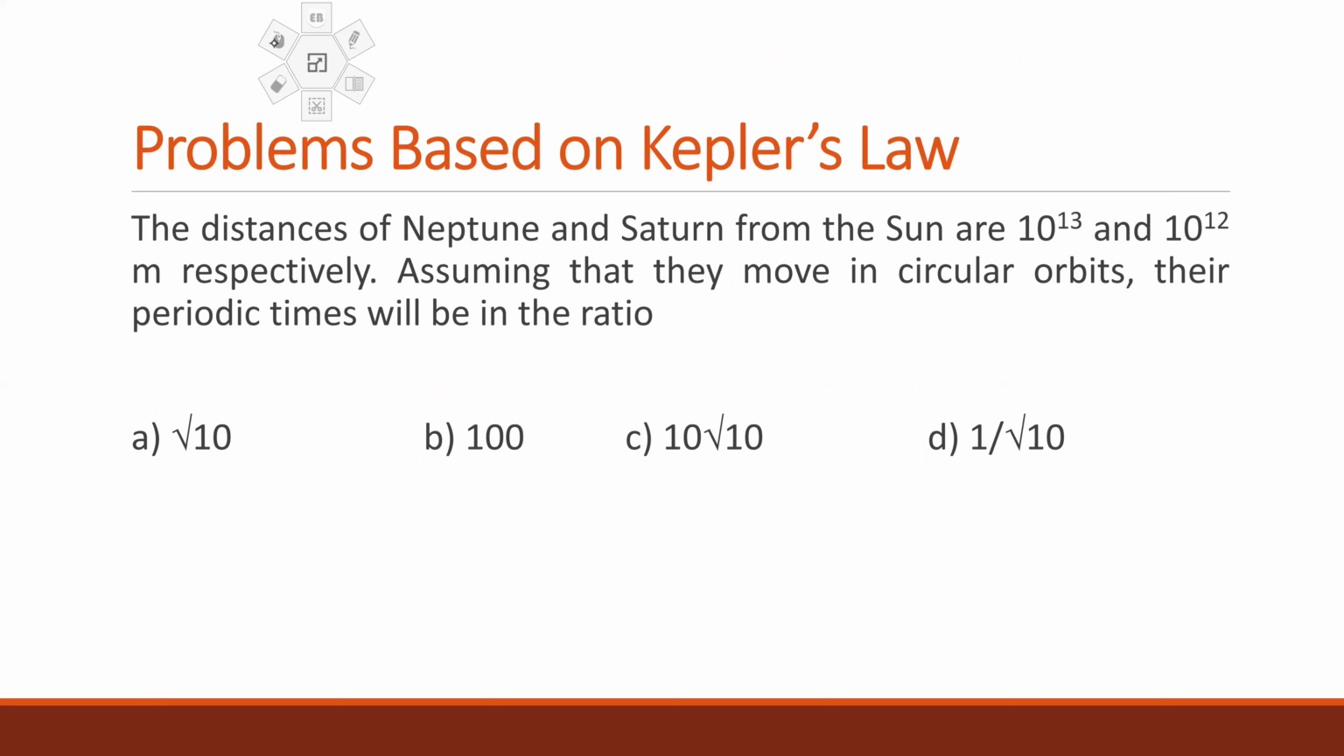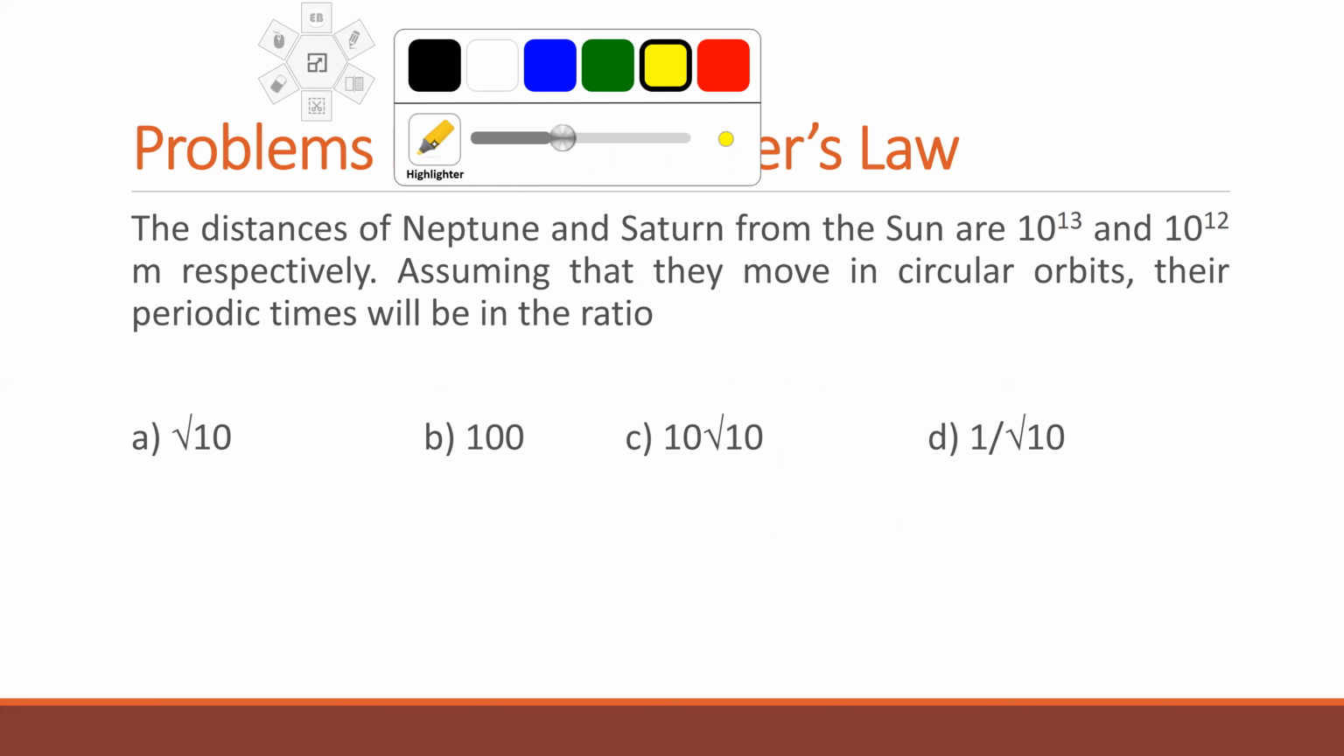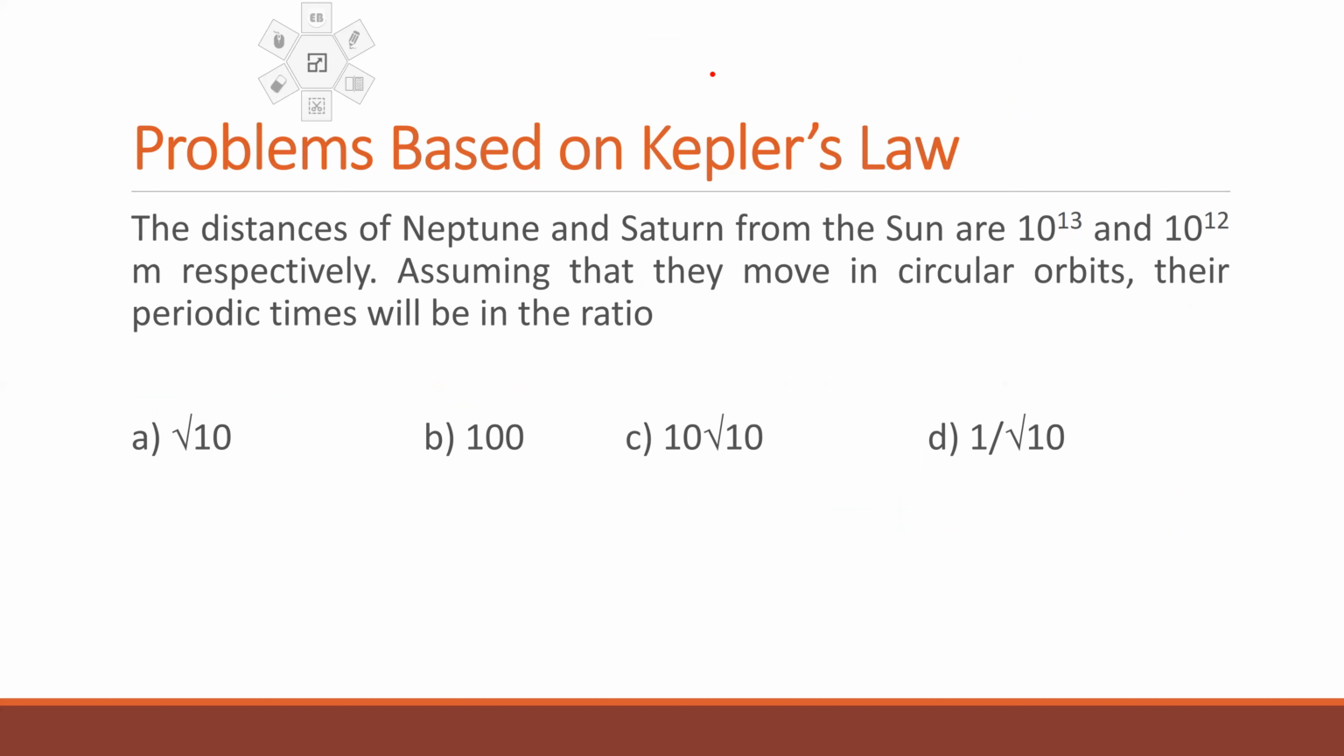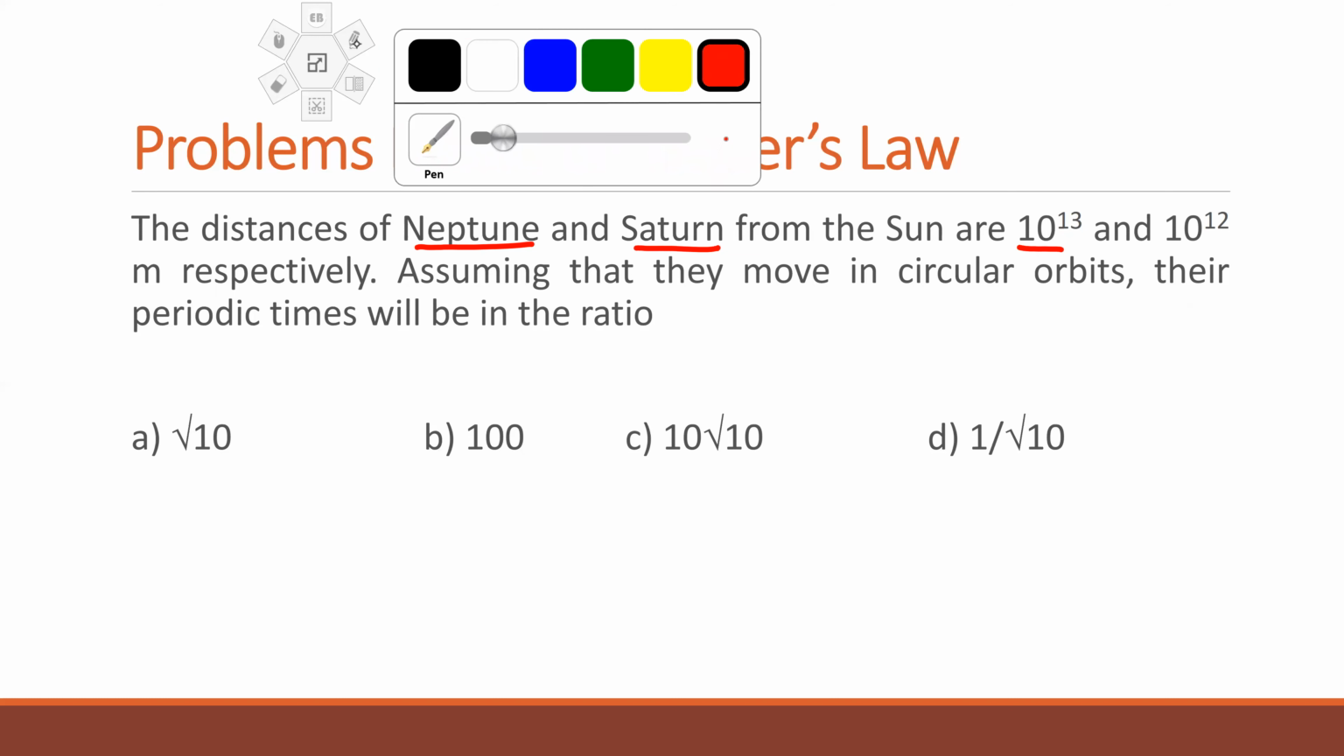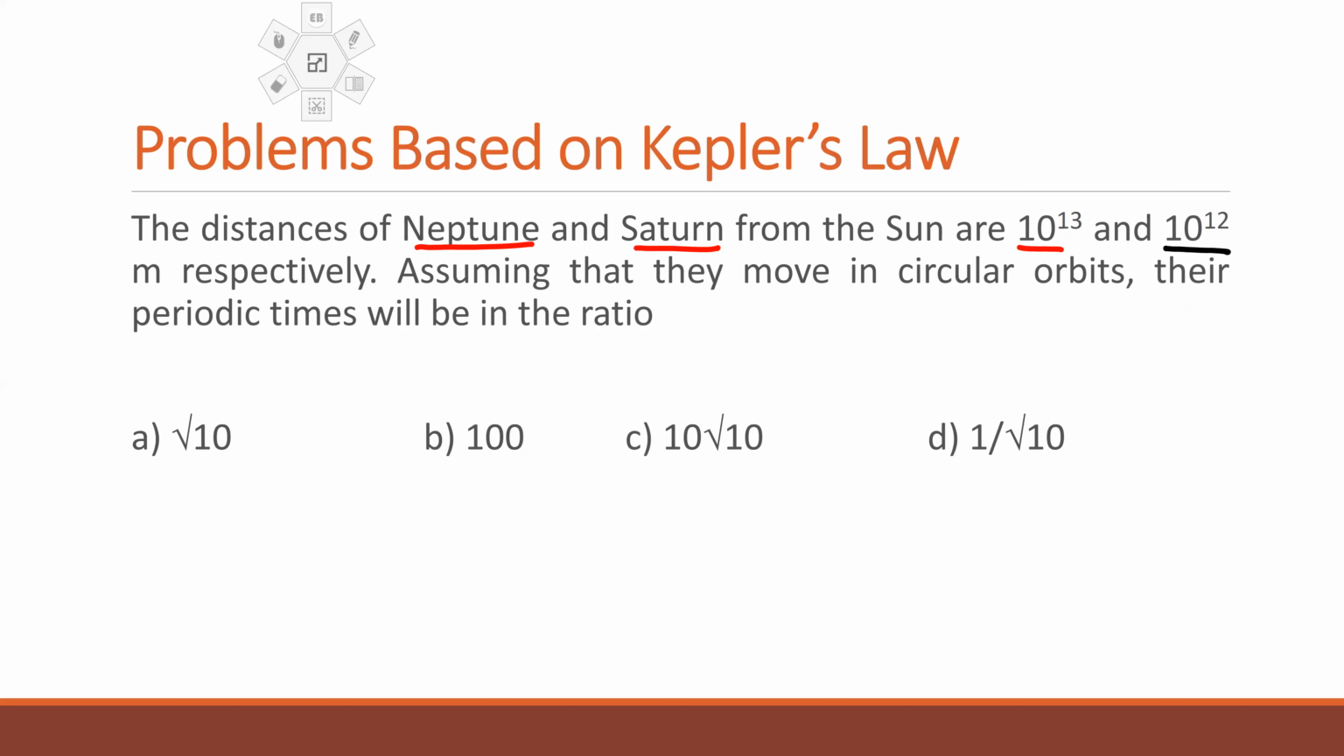The distances of Neptune and Saturn from the Sun are 10 to the power of 13 meter and 10 to the power of 12 meter respectively.